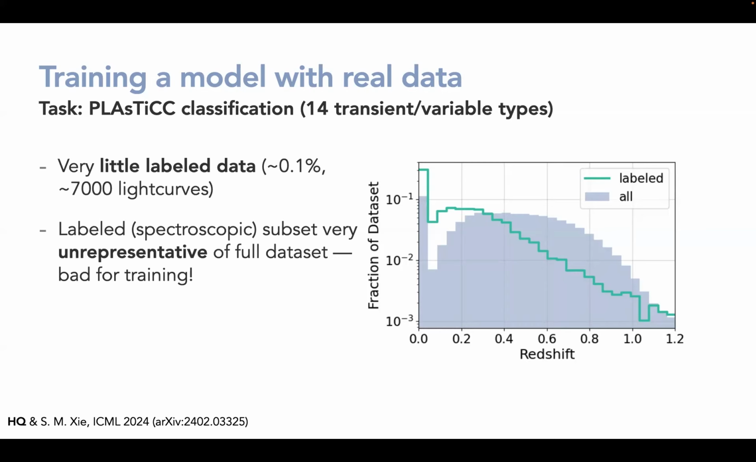What I mean by that, I'm showing on the right side. The blue region is the full data set, and the green line is the labeled data set. And these are redshift distributions. So you can see that the labeled data set is much lower redshift than the blue region, which means that if you train the model on this green line data set, then it won't get to see very many high redshift examples at all. And the problem with that is that when you want the model to predict on this blue region, it's going to be very confused by all of the high redshift examples it's going to see in there, because it hasn't had much information about that part of parameter space.